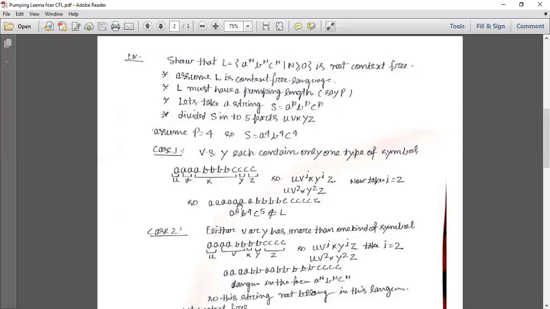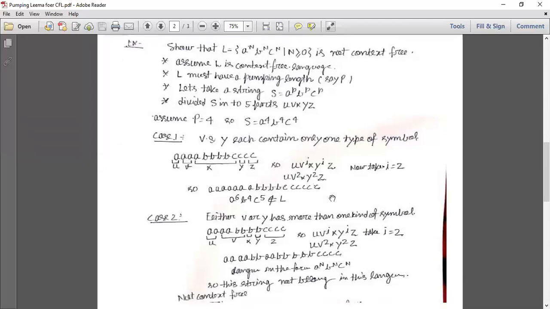Now we found the total number of a is 6, b is 4, and c is 5. So a to power 6, b to power 4, c to power 5. That does not belong to our given language, right? Our language is a to power n, b to power n, c to power n. Here, the powers of a, b, c are always equal, but in this derived string, a to power 6, b to power 4, and c to power 5 are different powers of a, b, c. So, we can easily say this particular language is not a context-free language, right? Now let us take care of another case.